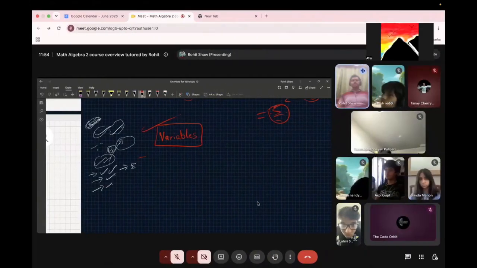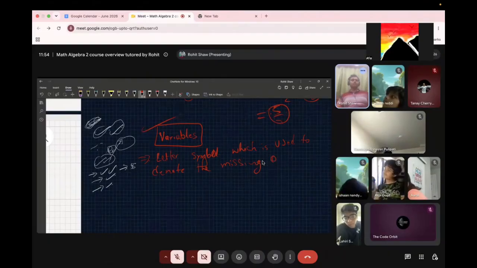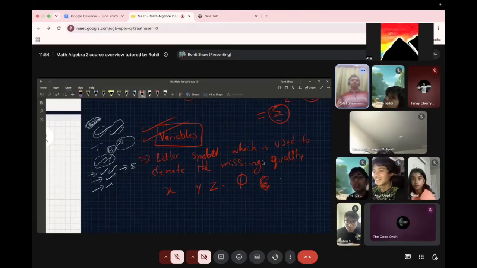variable, a variable is a letter. Okay, it is a letter or a symbol, it can be anything, which is used to denote the missing quantity. What is missing we don't know, so what we will do, we'll assume and name it. We'll name it as a variable: x, y, z, theta, gamma, delta. We can assume anything. Okay, anything can be assumed.